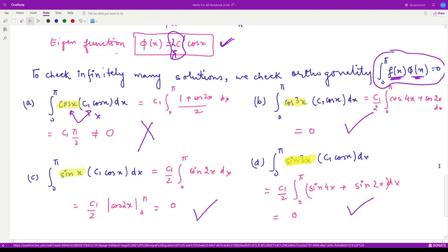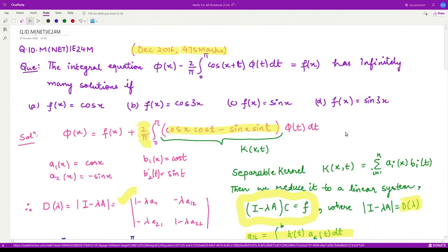So let us go back to our question. Option B, option C, and option D are the correct options.